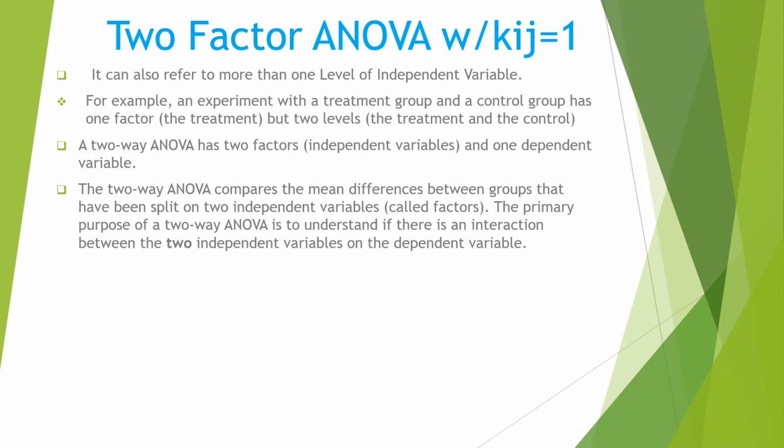So for example, you could use a two-way ANOVA to understand whether there is an interaction between gender and education level on test anxiety among university students, where gender (males and females) and education level (undergraduate, postgraduate, etc.) are your independent variables, and test anxiety will be your dependent variable.